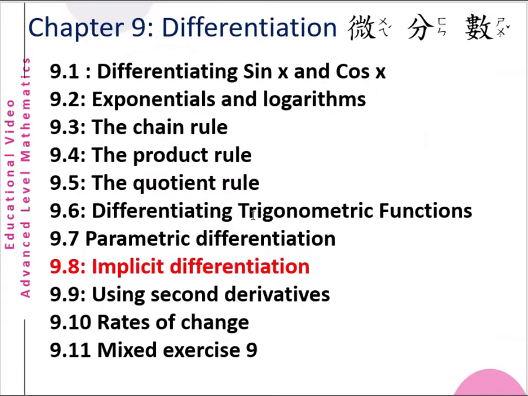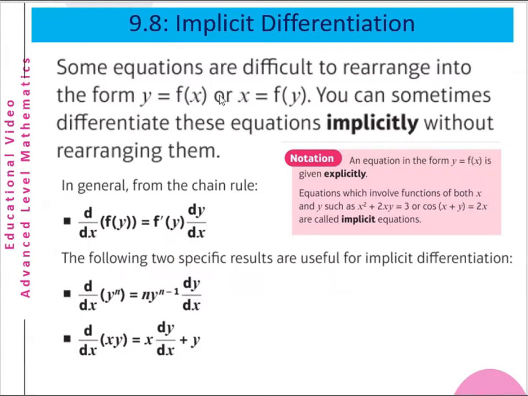In today's section, we go to 9.8 implicit differentiation. That means we differentiate the implicit equation with the function of x and the y mixed together. In some cases, some of the equations are difficult to rearrange into the forms of y equal to f(x) or x equal to f(y). So you can sometimes differentiate this equation implicitly without rearranging them.